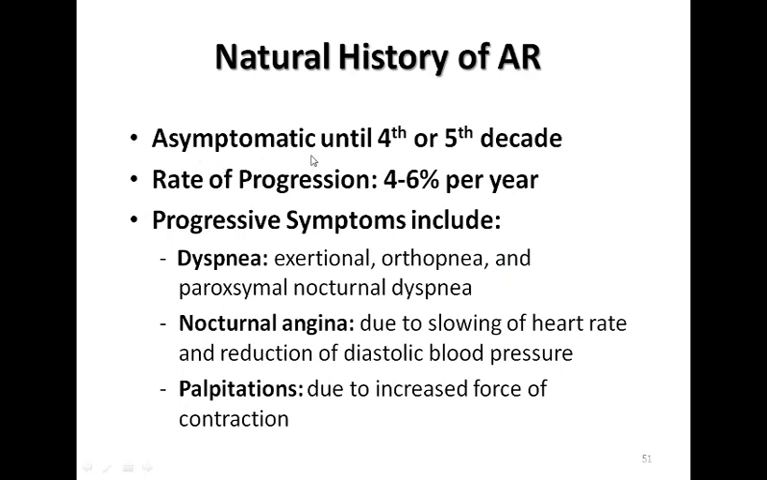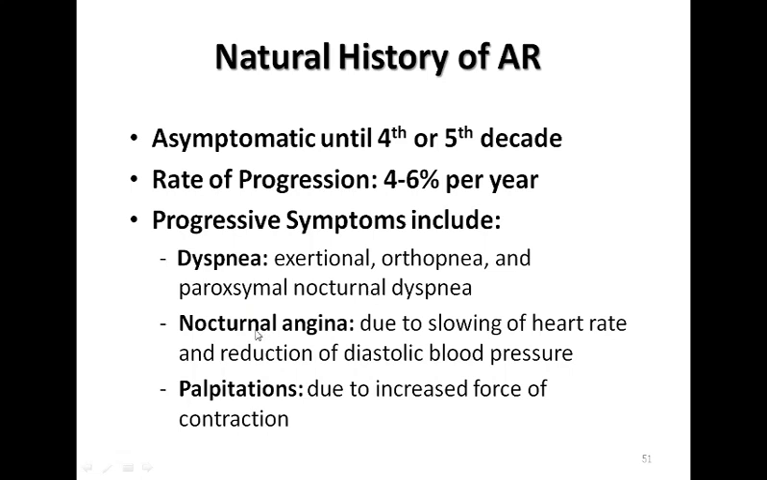Usually they are asymptomatic until the 4th and 5th decades. Rate of progression is 4 to 6% per year. Progressive symptoms include dyspnea, nocturnal angina, and palpitation. So dyspnea is mainly exertional; orthopnea and paroxysmal nocturnal dyspnea can happen.